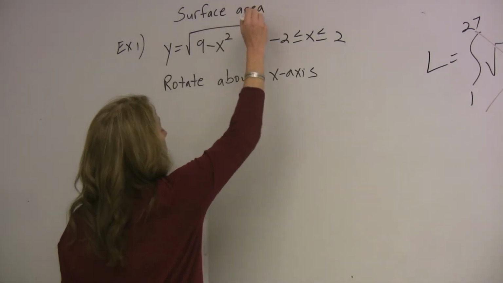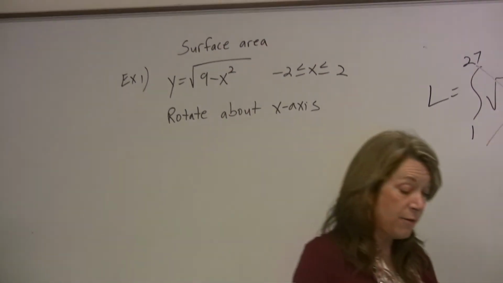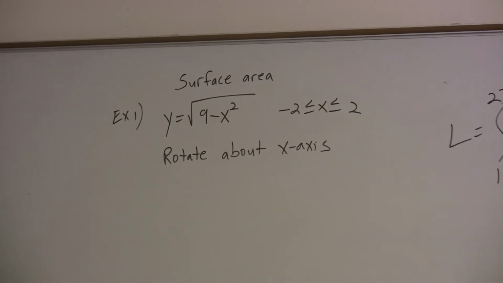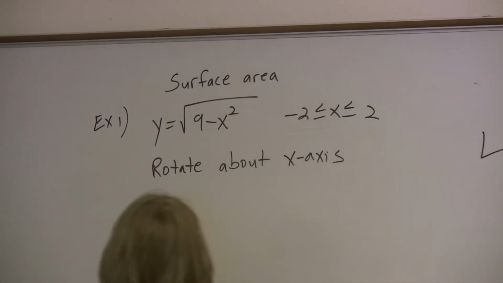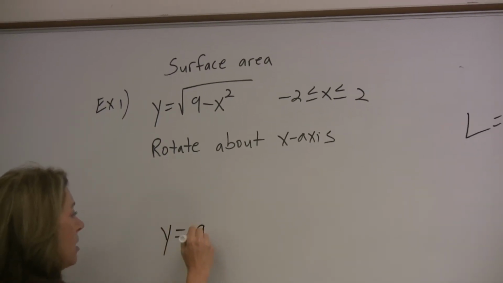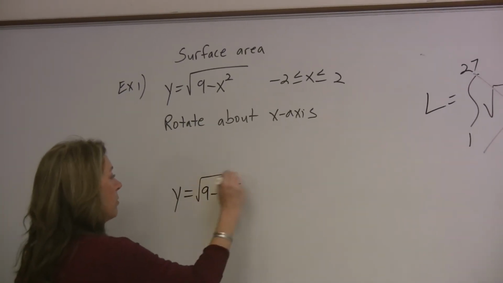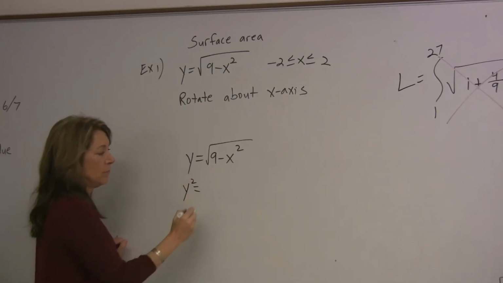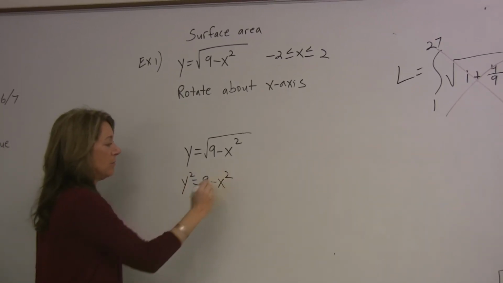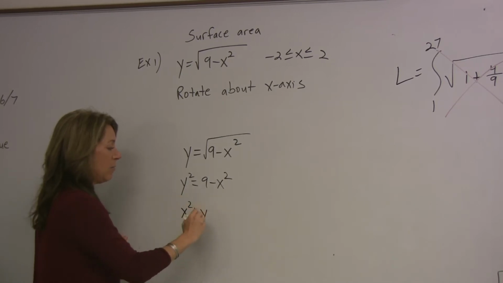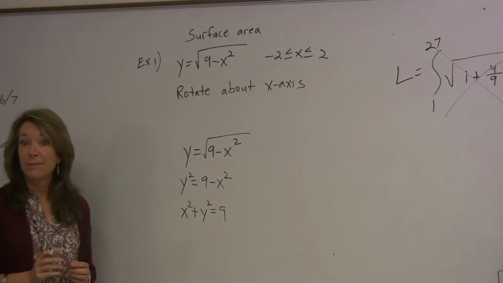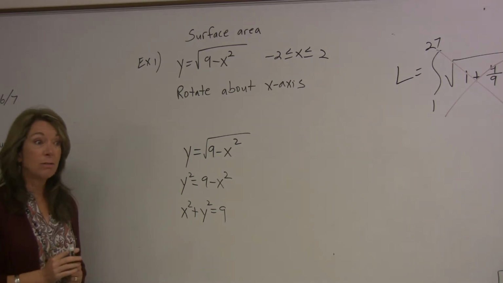Half a circle. You're starting to recognize circles. I like that. Because if y equals the square root of 9 minus x squared, what's y squared? 9 minus x squared, which means x squared plus y squared equals 9. So she's recognizing that it's a circle.